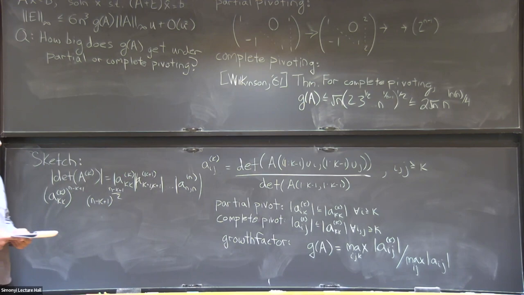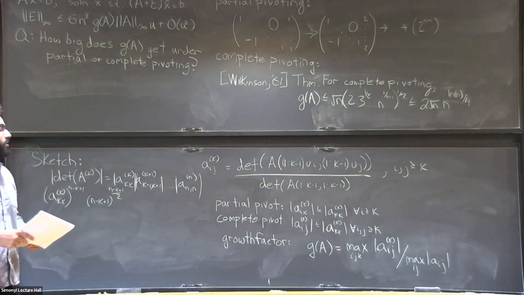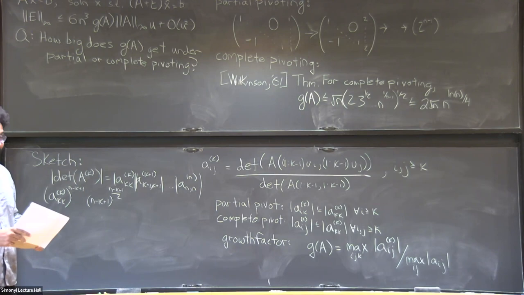Okay, so this is functionally, minus very minor improvements you can make, the best upper bound for complete pivoting we have. It's from the 60s, and it only uses Hadamard's inequality.